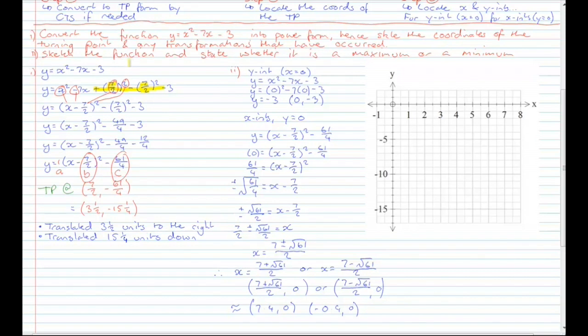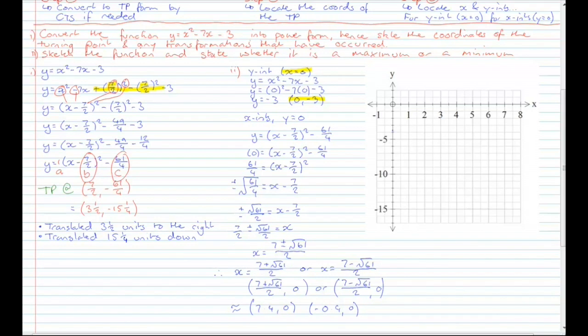The next part of the question says sketch the function and state whether it's a maximum or a minimum. Alright, so to sketch the function, what we need to do is find our x and our y intercepts. So to do that, I need to make my x equal to 0 in order to find my y intercept. So I've written out the equation that you can see here, then I've substituted x equals 0 in just below. So you get 0 squared minus 7 times 0 minus 3, then 0 squared is 0, minus 7 times 0 is 0, minus 3 is negative 3, so that gets us the coordinates 0, negative 3.